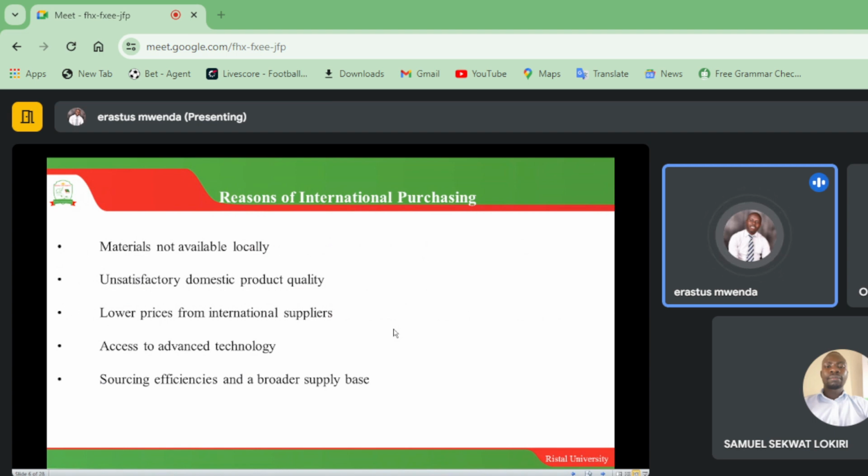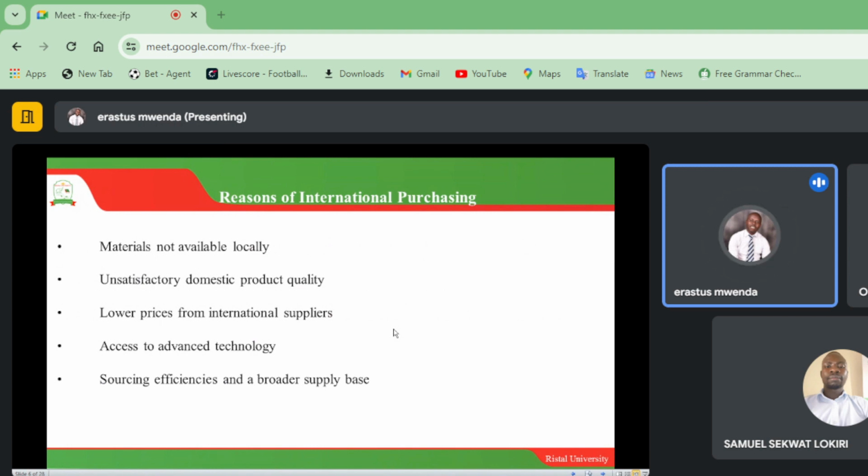Number three, lower prices from international suppliers. So international suppliers would also be giving us an item at a cheaper price. That's another reason why people are looking to get these things from an international purchasing perspective.